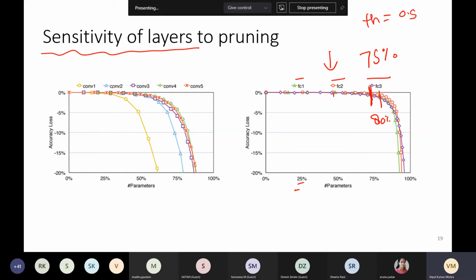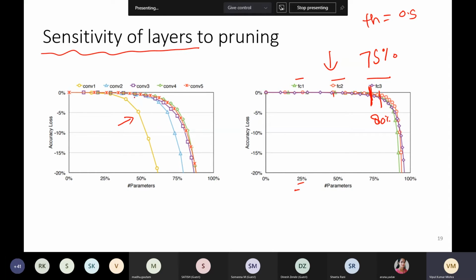Suppose you have convolution layers 1, 2, 3, 4, 5. You can easily check that the initial convolution layer is very sensitive with respect to accuracy. You cannot remove a lot from the initial layers. Why? Because they are looking for the basic, very primary information from the input image. So we cannot remove that information, which is required by the network to perform the operation.